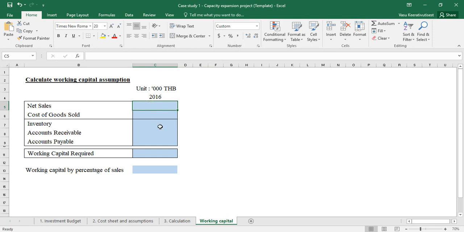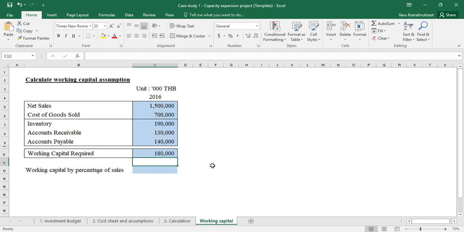So have a look here. In this case, net sales is 1,500 million. Be careful, this one is mentioned in terms of thousand Thai baht. Then here is your inventory, here is your account receivable, and here is your account payable. So working capital required for this case consists of this term plus this term minus this one.